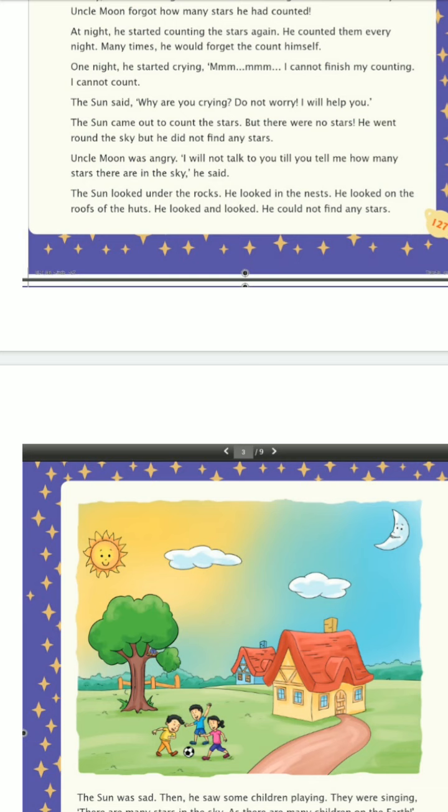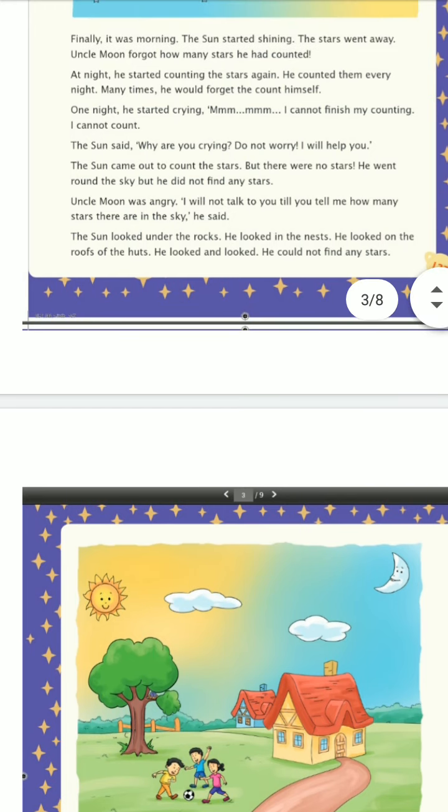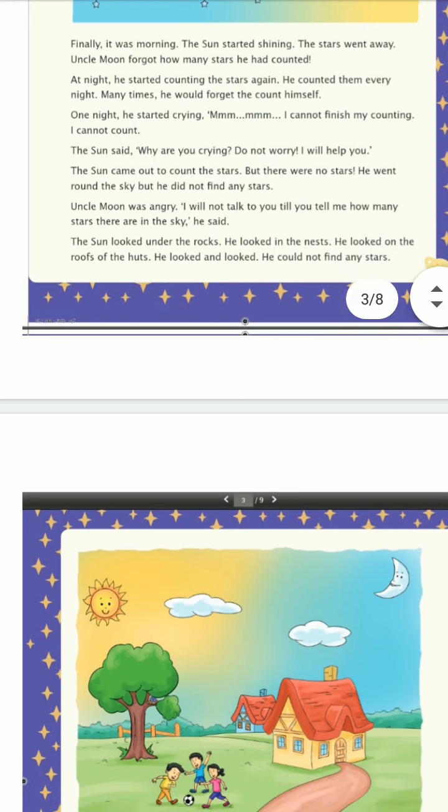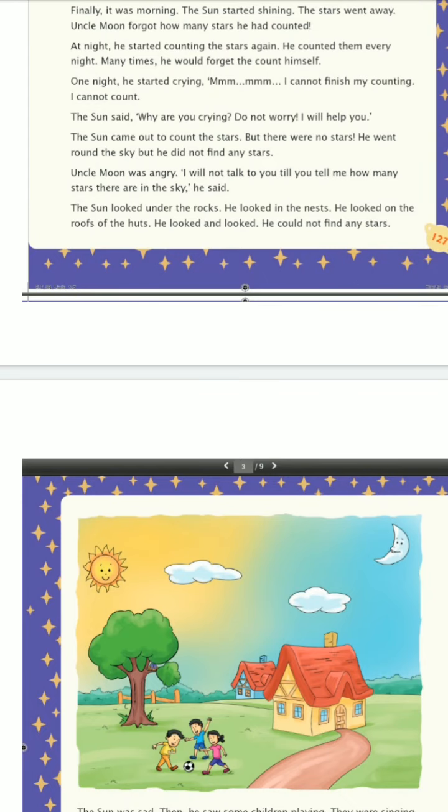Uncle Moon was angry. I will not talk to you till you tell me how many stars there are in the sky, he said. Uncle Moon was very angry at that time because the sun said that he would help, but he was not able to help Uncle Moon. He said to the sun, if you will not find out the count of stars, I will not talk to you. He was very angry at the sun.